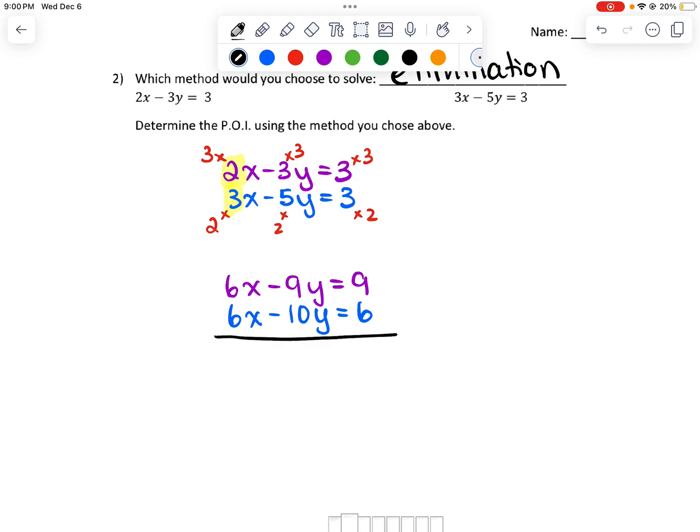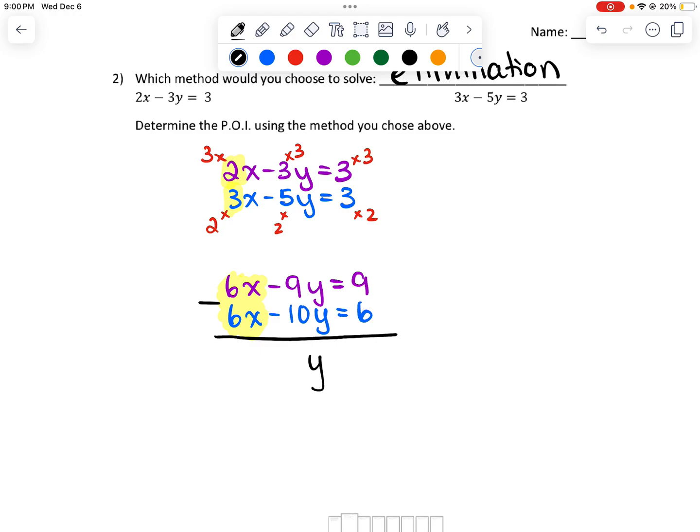And now, since I'm using elimination, I'm going to either add or subtract my equations. So my goal is to eliminate these x's. Since I've made them the same, they're easy to eliminate, because if I just subtract the equations, I know that 6x minus 6x will be 0. And then I just do the same for each column. Negative 9 minus negative 10 would actually be 1y.